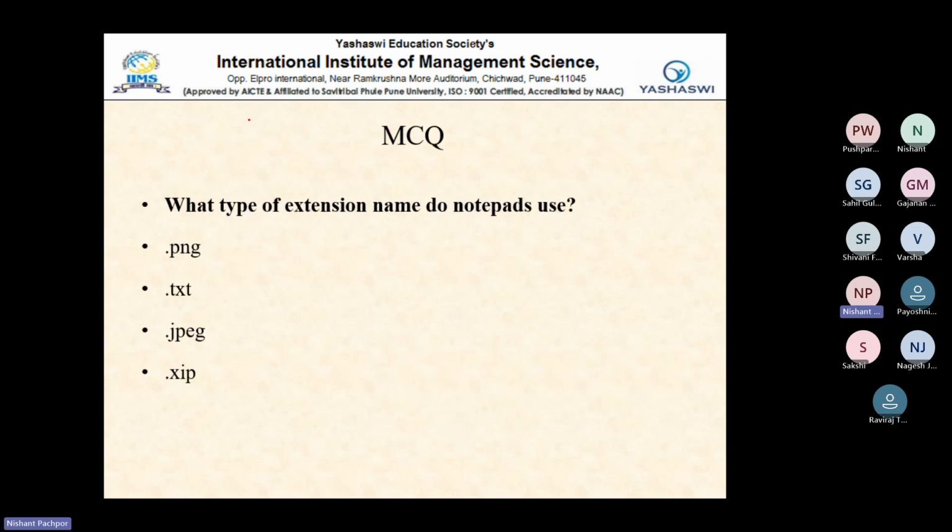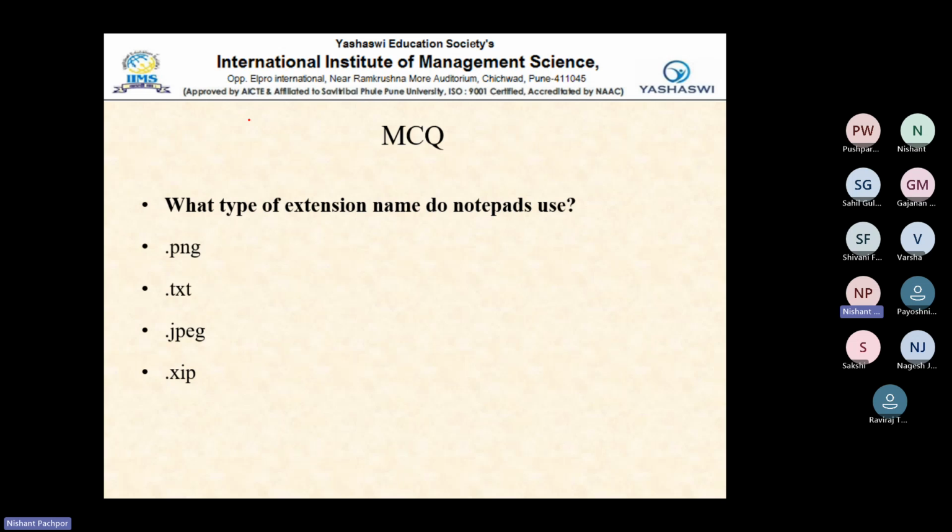What is the type of extension the notepad uses? .txt. Okay, correct. This is the .txt, because notepad is one of the application software. So hope that these are the types of questions.